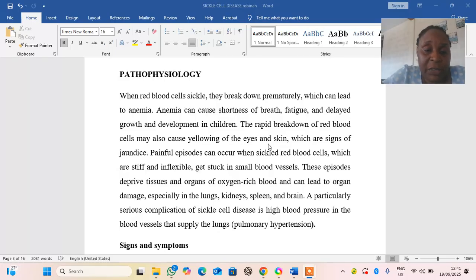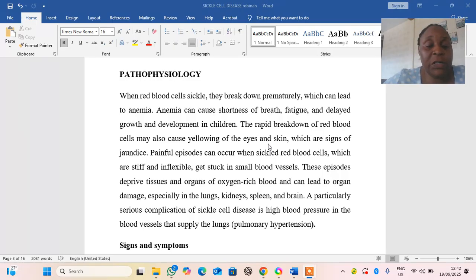These episodes deprive tissues and organs of oxygen-rich blood, and this can lead to organ damage, especially in the lungs, the kidneys, the spleen, and brain. A particularly serious complication of sickle cell disease is high blood pressure in the blood vessels that supply the lungs, and this condition is called pulmonary hypertension.